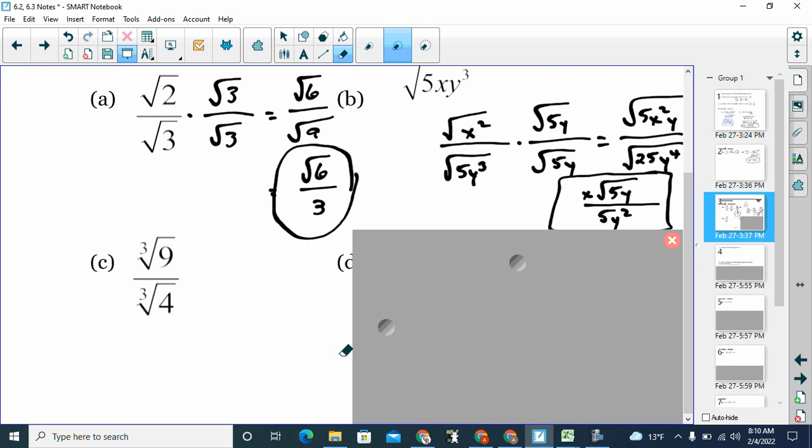Part C, we are dividing cube roots. Cube root of 9 divided by cube root of 4. Cube root of 9 divided by 4. I would start there. If you can divide them and they come out even, it's easier than trying to rationalize.